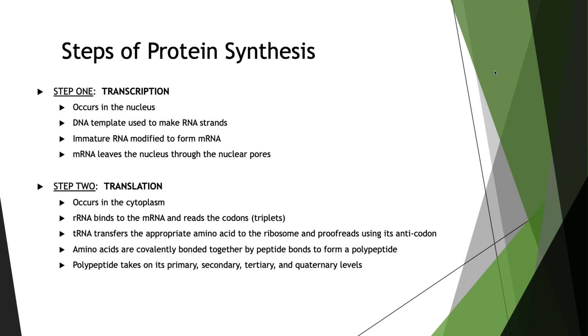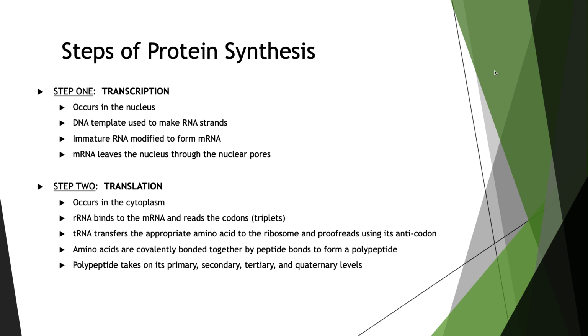In transcription, this occurs in the nucleus. Basically, the DNA template strand is used to make complement RNA strands. RNA is then modified to form mRNA or messenger RNA. That mRNA leaves the nucleus through the nuclear pores and then needs to be translated into a readable form. So this occurs in the cytoplasm in a process called translation. Go figure.